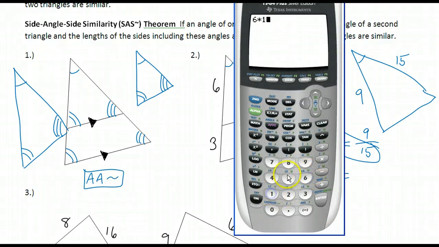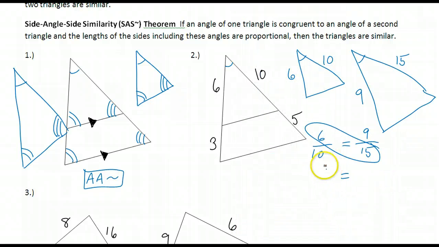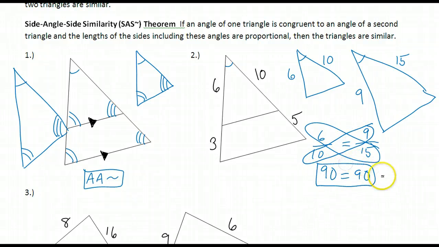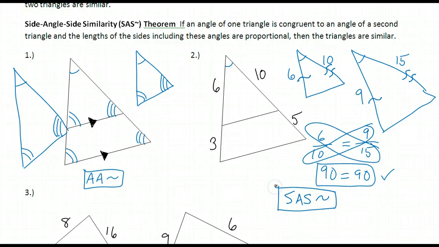Six times 15 is 90. And 10 times 9 is 90. So yes, these sides are proportional. So this side is proportional to this side, as this side is proportional to this side. So how are these triangles similar to each other? Side-angle-side similarity theorem.